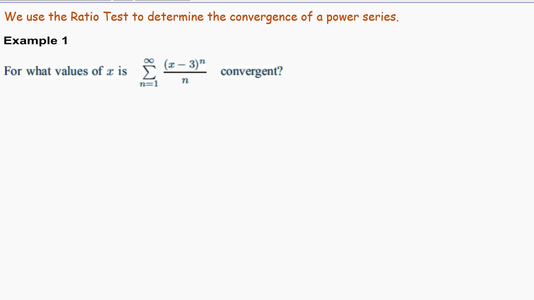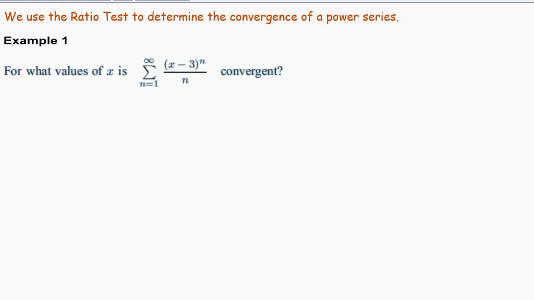And now we use the ratio test to determine the convergence of a power series. So if you have a question asking you to determine the interval of convergence of a power series, you can always use the ratio test to check that. Now, example 1. For what values of x does this series converge?